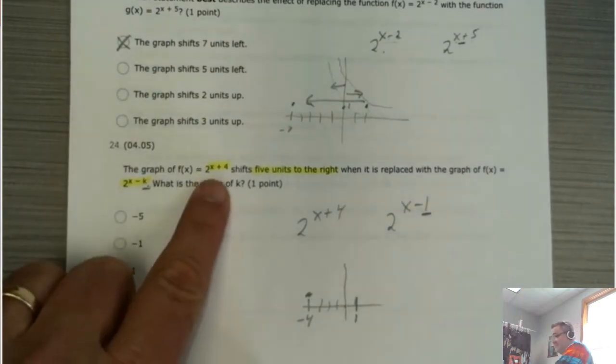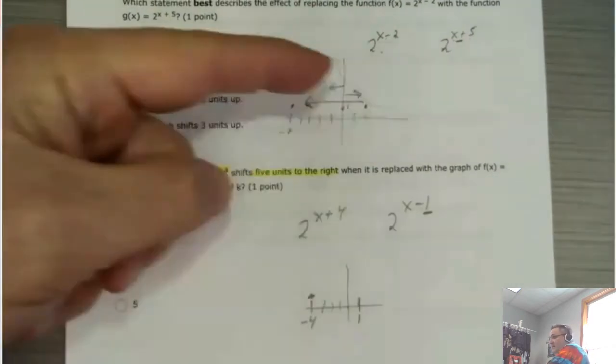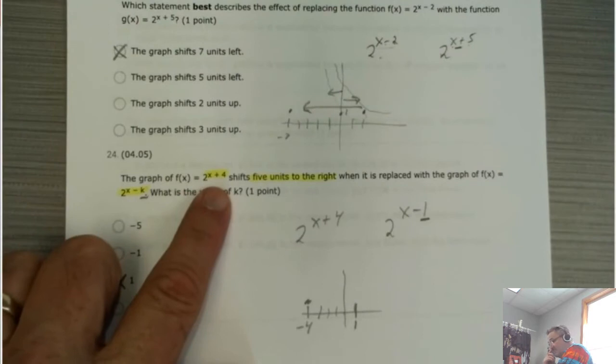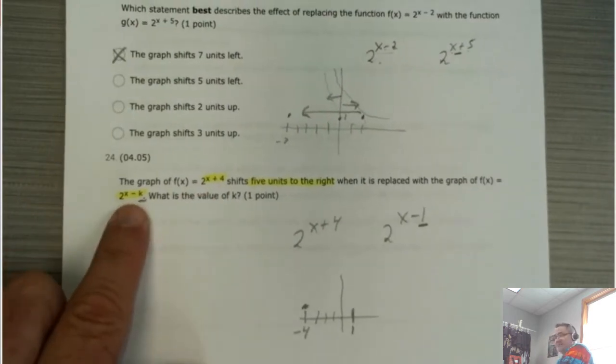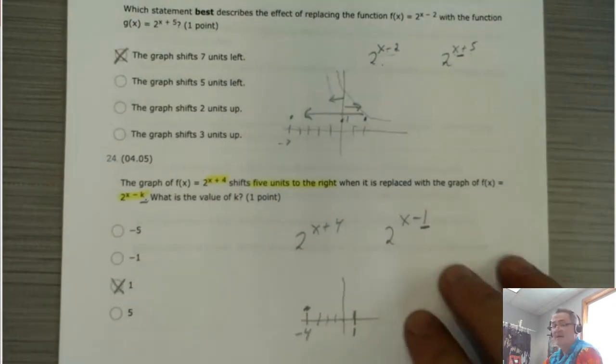There. So we just take the plus 4, and if we want to go to the right, that's subtracting. Subtract 5 from 4, that'd be minus 1. And since we already have a minus in our equation, we just need the 1, minus 1.